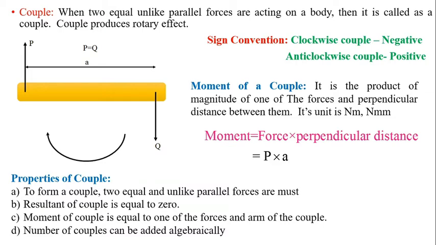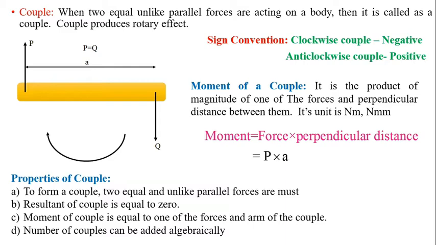Now let us consider the next term, which is related to determining resultant of concurrent force system. So this term is couple. What is meant by couple? Let us define it. When two equal and unlike parallel forces are acting on a body, then it is called a couple. And couple produces rotary effect. Body starts rotating about a point when couple is acting on it.